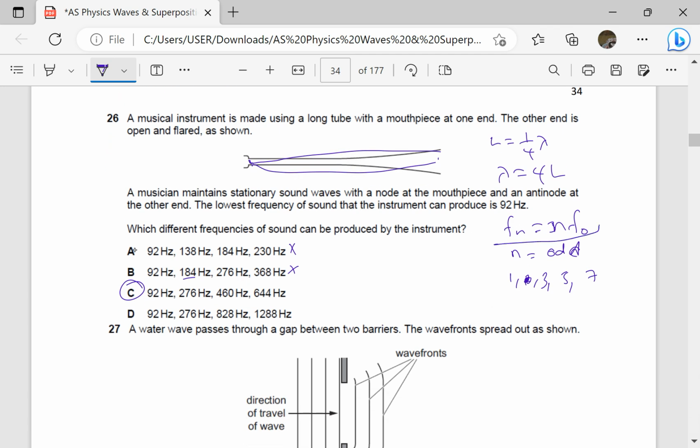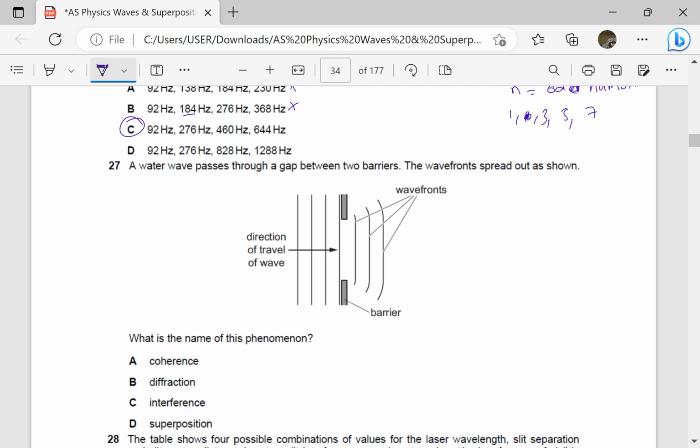I've just used Fn is equal to n times f naught, where n should be an odd number if it is behaving like a closed pipe. n should be an odd number.